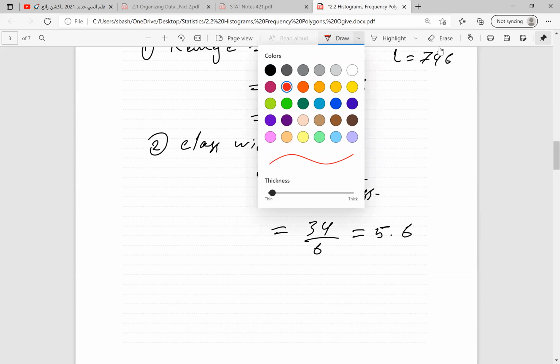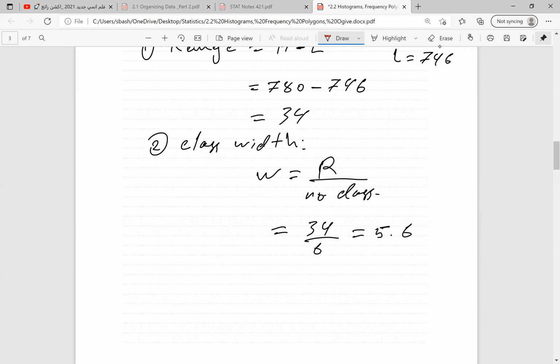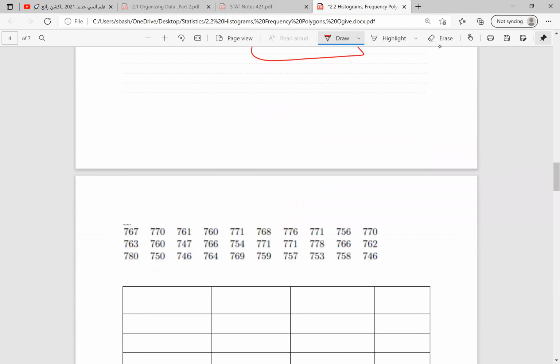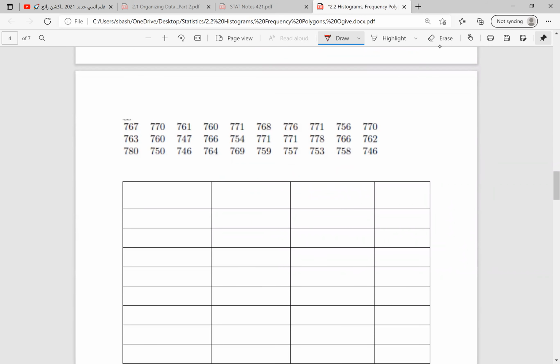And since we have integer numbers for the data, we are going to round it up and use class width equal to 6. So we round the class width up to cover all the data. Otherwise, some values will not be included in the classes, or I have to add one more class. So we found that the class width equals 6. Now let's consider the frequency distribution.